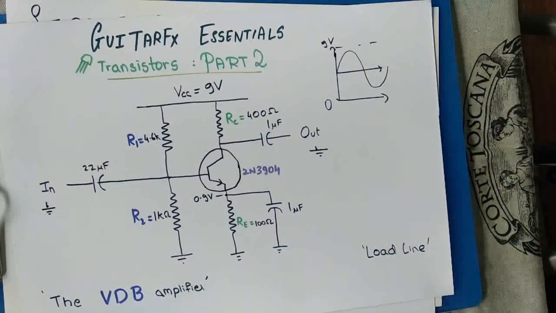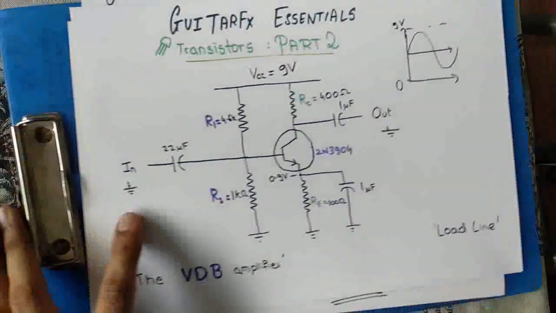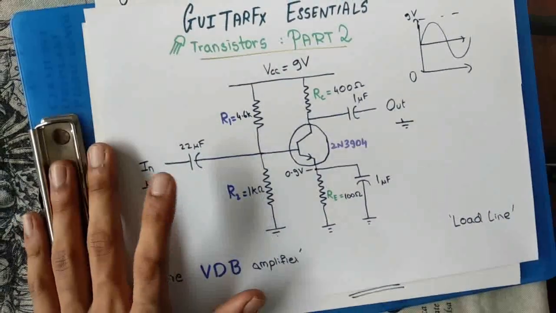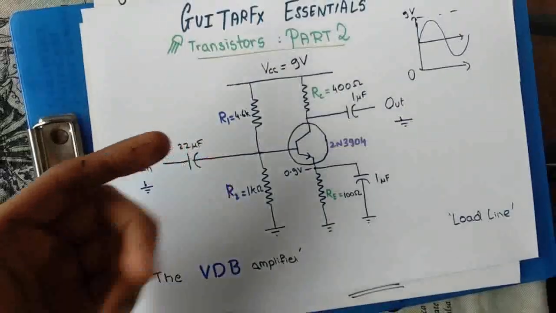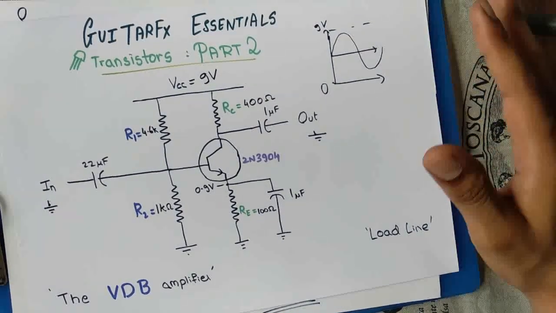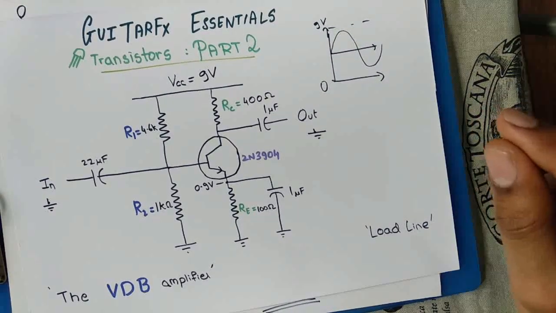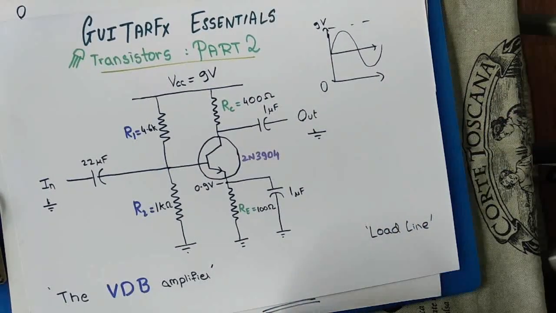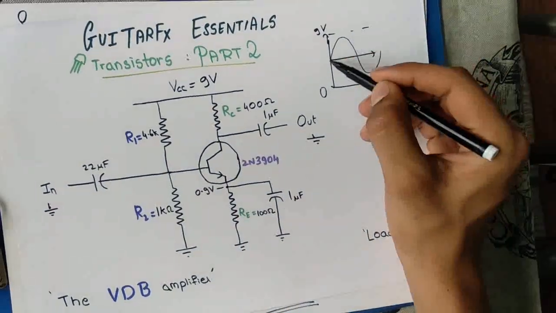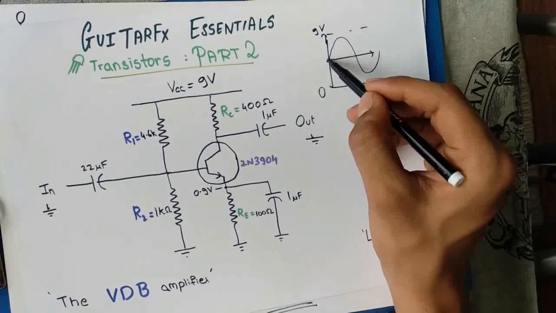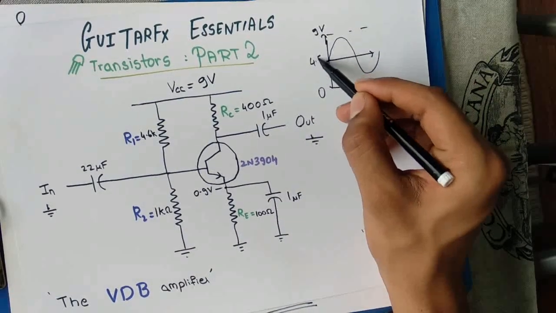And for capacitors, I usually like to use 1 microfarad everywhere except at the input, which is usually a bigger value so that we can allow more signal to flow in. And we have a very well biased circuit that will have the center voltage of the output somewhere around 4.5.